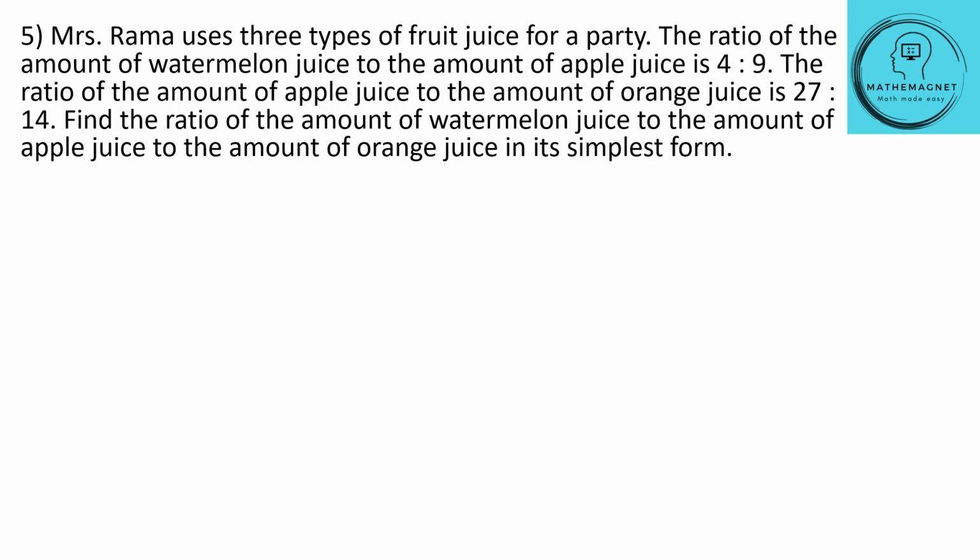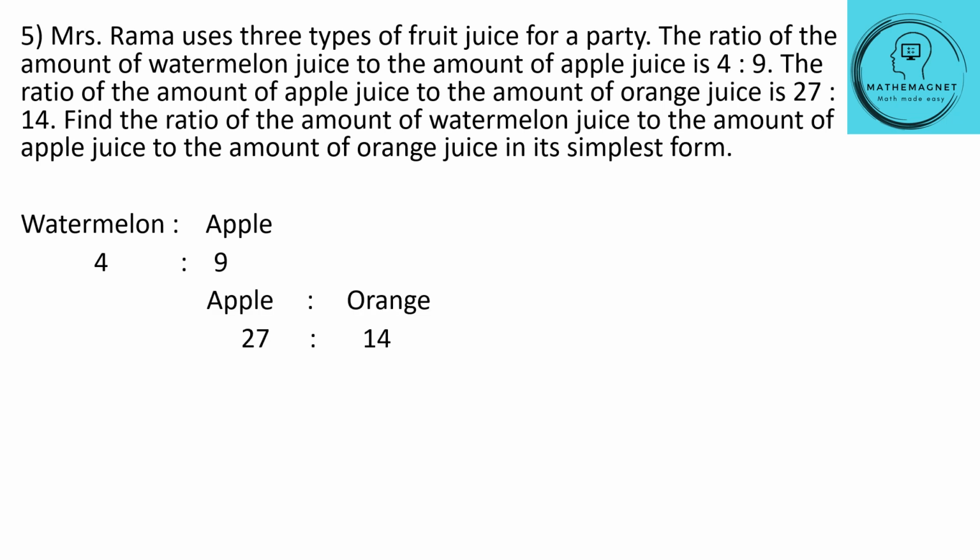Question number 5. Mrs. Rama uses 3 types of fruit juice for a party. The ratio of the amount of watermelon juice to the amount of apple juice is 4 is to 9. The ratio of the amount of apple juice to the amount of orange juice is 27 is to 14. Find the ratio of the amount of watermelon juice to the amount of apple juice to the amount of orange juice in its simplest form. So over here let's write down the data that we have from the question, which is watermelon is to apple will be 4 is to 9. The next ratio that we have is apple is to orange juice, which is 27 is to 14.